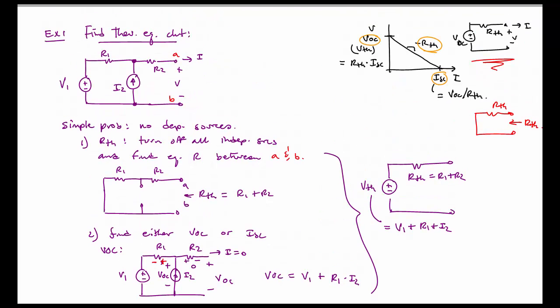So if we had originally 2 volts, 2 ohms, 1 amp, and 3 ohms, then what we would have equivalently now would be 5 ohms, the sum of the two, and V Thevenin would be 2 plus 2 ohms times 1 amp, that's going to be 4 volts. So we have a 4 volt source and a 5 ohm resistor, and that is equivalent to our original network.